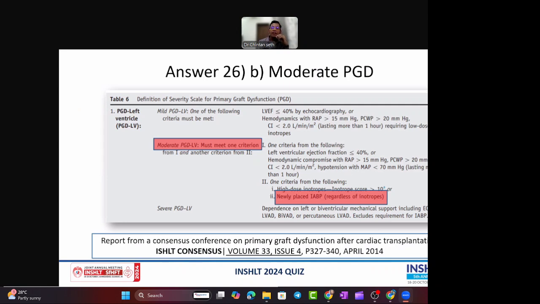It is again a very clear-cut guideline by ISHLT published in 2014. They have graded PGD of the left ventricle into mild, moderate, and severe. Mild is when only inotropes are required for LV dysfunction. Moderate is when we have to put in the IABP along with inotropes. It becomes severe when the patient is still unstable on IABP and we put on ECMO or BiVAD or something, then we call it severe primary graft dysfunction. So here IABP is considered as moderate primary graft dysfunction. Next slide, please.